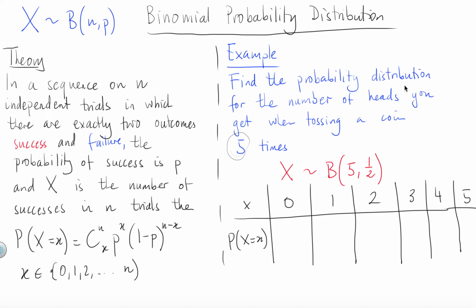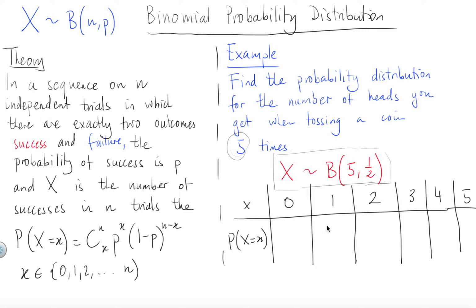We're going to find the probability distribution for the number of heads you get when you toss a coin 5 times. So we say that x, capital X, is binomially distributed with a number of trials n and probability of success p. So in this case, our example is binomially distributed because we can either have a head or we can not have a head, and we have 5 independent trials. So x is binomially distributed with 5 trials and a probability of success a half.